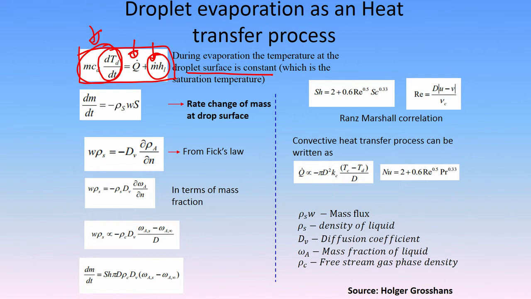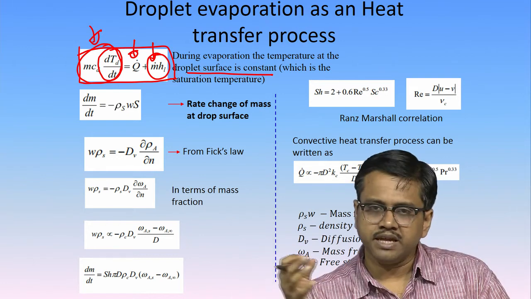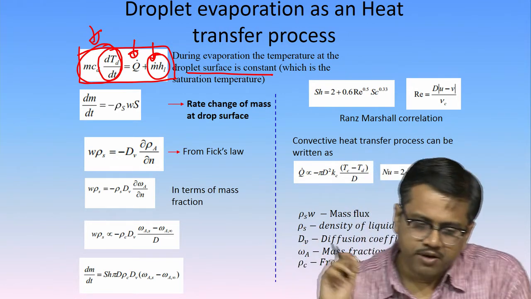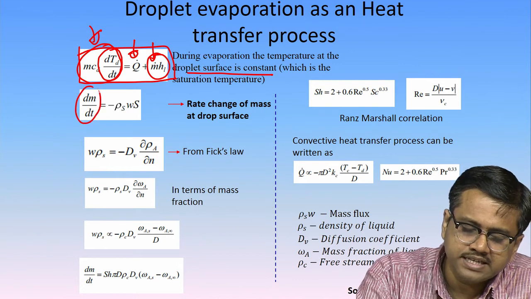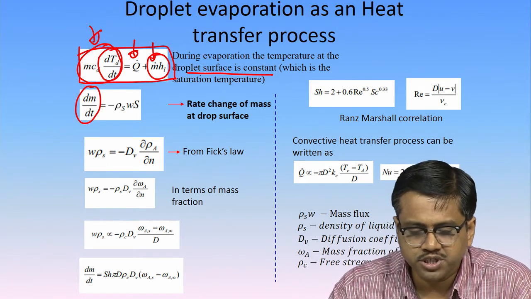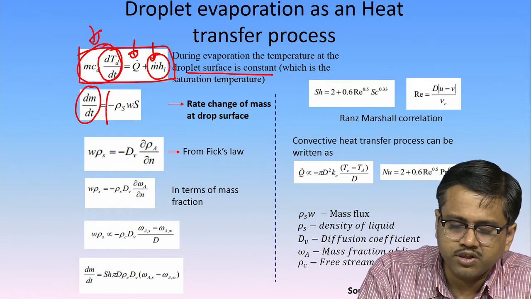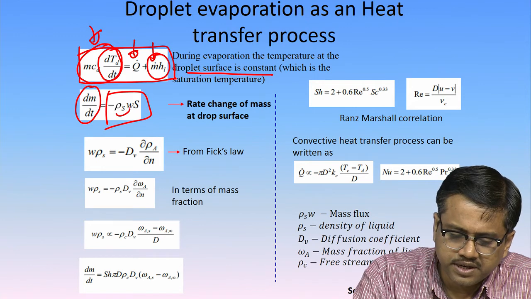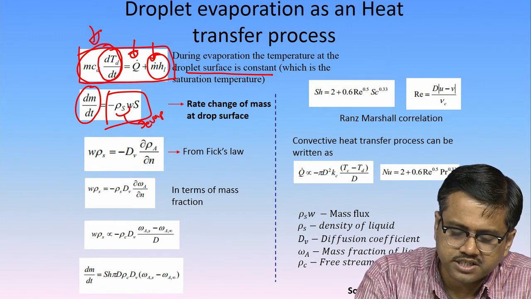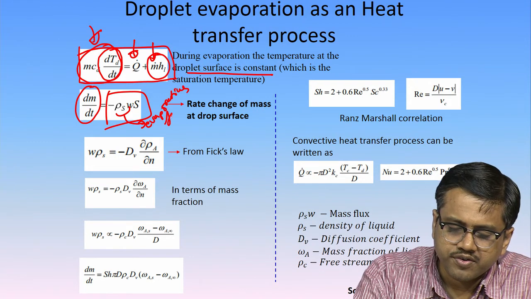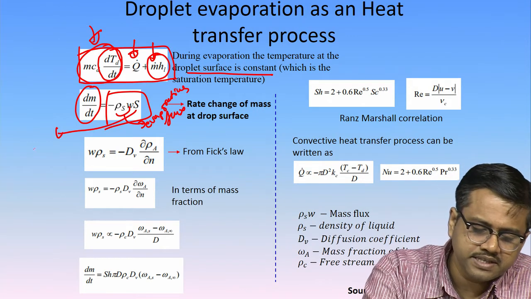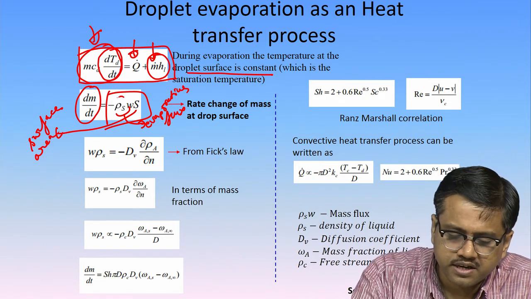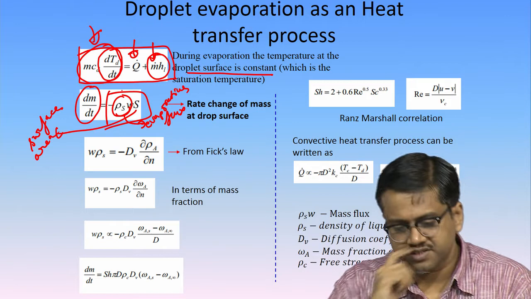Now, in many of the cases that may not be the case. You can just supply the heat and it goes totally towards evaporating the droplet. Now, m dot, which is given by dm by dt, that means the rate of evaporation of the droplet, is given by this particular form, where this term is the evaporative flux, and S is the surface area.